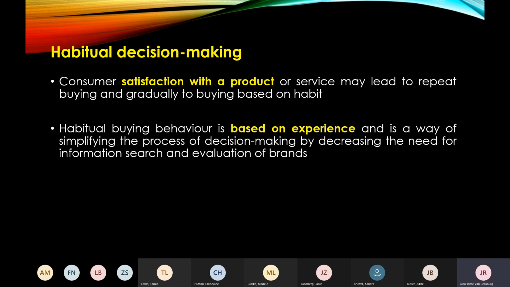Very often, if not in all of the cases, habitual decision making or buying behavior is based on our experience. We are not going to repeatedly buy a specific product if we were unsatisfied. If we have a good experience with a particular product, the chances that we'll repeatedly go back and buy that same product when it runs out, especially in the case of a non-durable product, is very, very high.